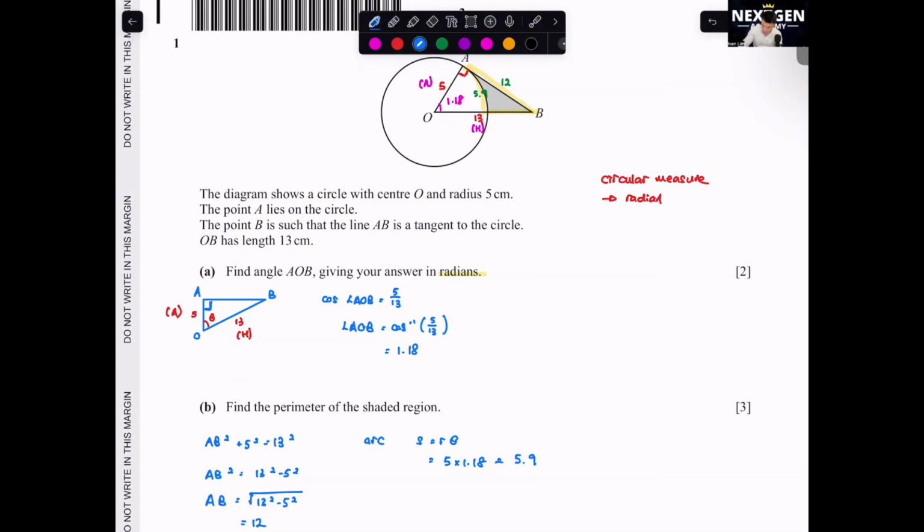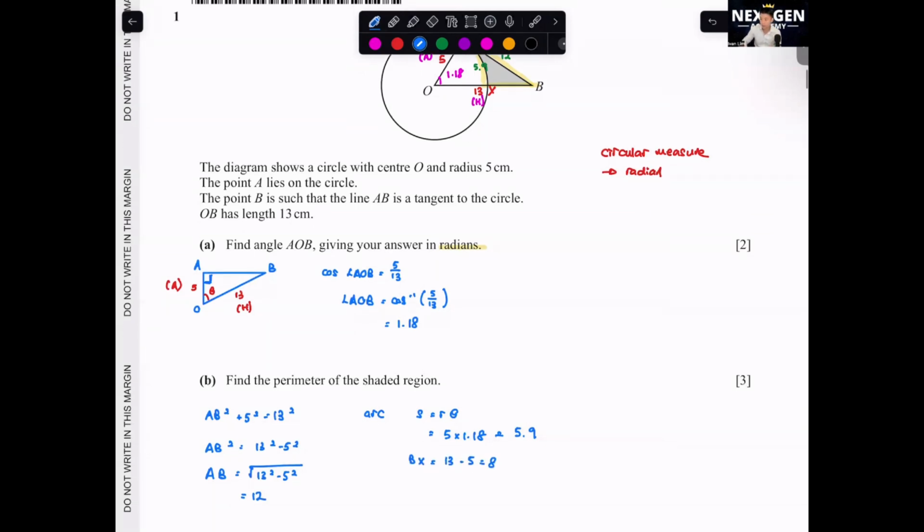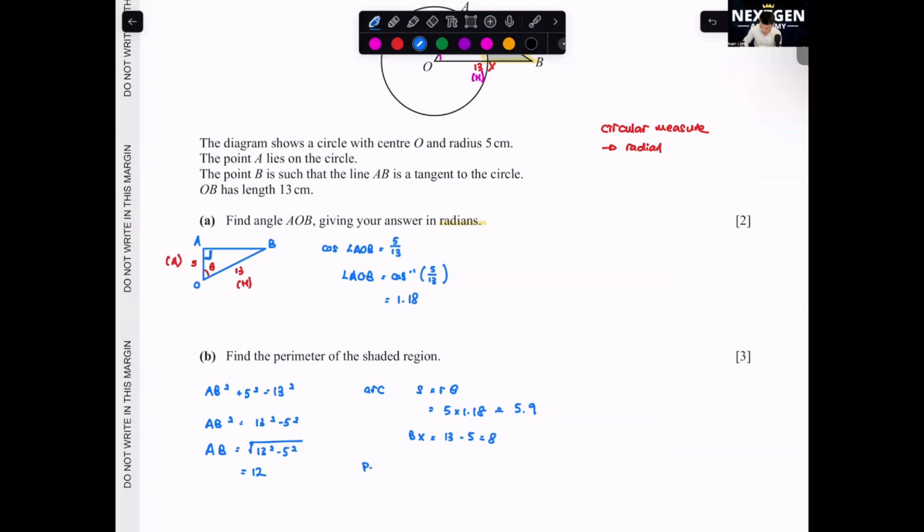So let's give this one a name. Let's call it x. BX is equal to 13 minus 5, which is equal to 8. So the perimeter is equal to 12 plus 8 plus 5.9, which will get 25.9.